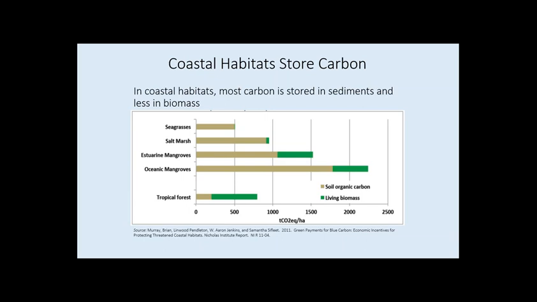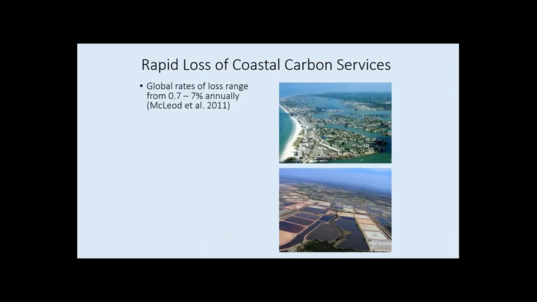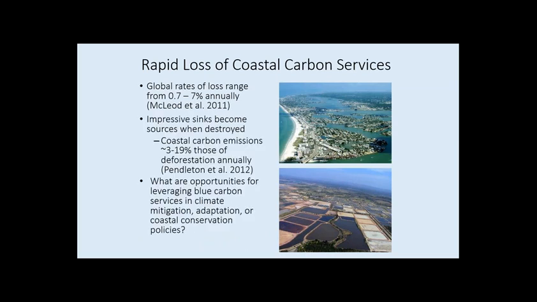And that's important because these coastal ecosystems, part of the reason we're so interested in coastal blue carbon is because these coastal ecosystems are some of the most threatened ecosystems on the planet. Global rates of loss tend to range between 0.7 and 7% annually for these ecosystems. And when we lose these ecosystems, when they become degraded or destroyed, these impressive natural sinks become very significant anthropogenic sources of additional carbon into the atmosphere, exacerbating climate change.